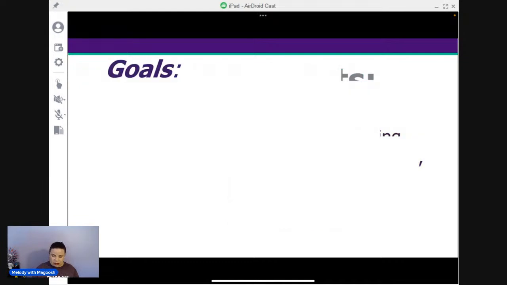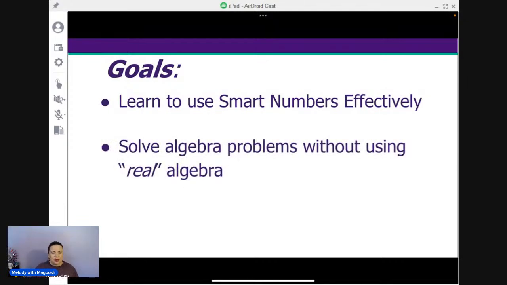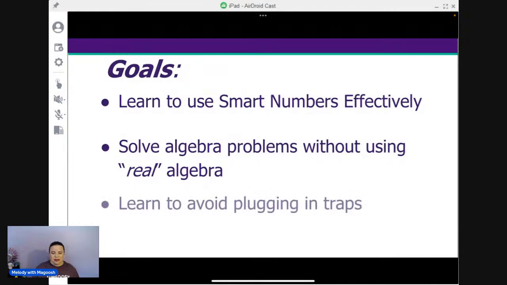All right. So here, what are we going to be doing? We're going to talk about smart numbers as they apply to the technique we're learning today. What kind of numbers are the best choices to help us hack these algebra problems? We're going to see how we can kind of avoid using actual algebra when solving certain algebra problems. And we're going to try to navigate any possible traps or issues with this technique and just overcome them and be great. We're going to do this mostly through practice problems.